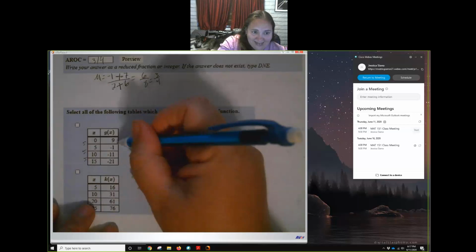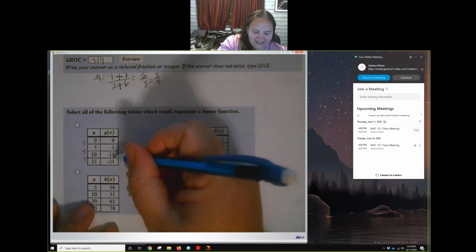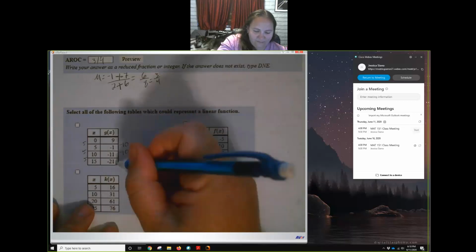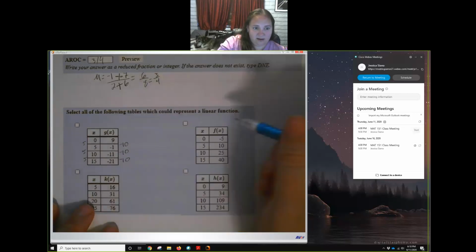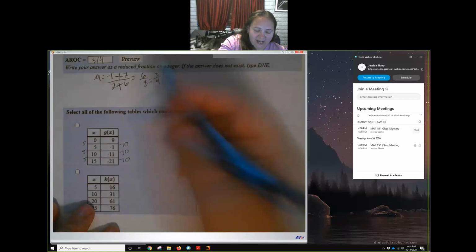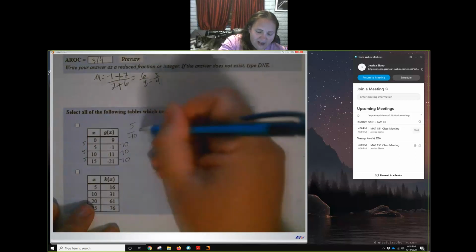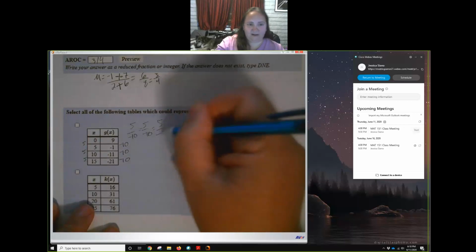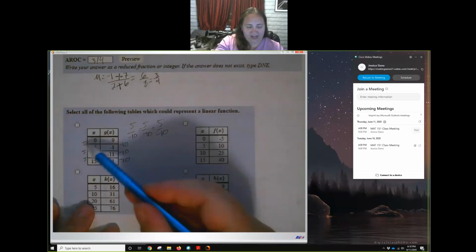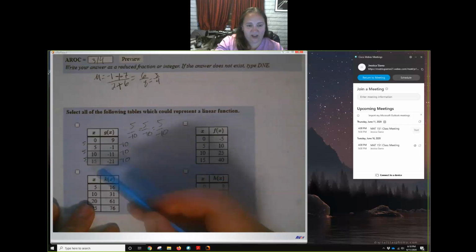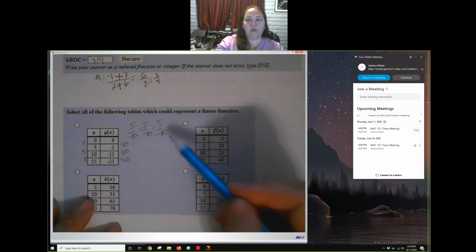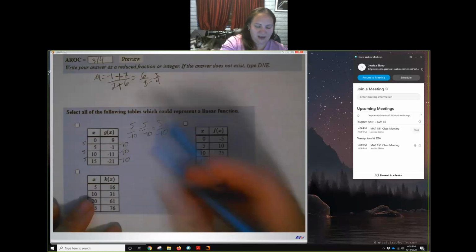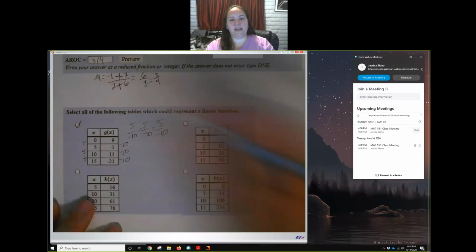-1 minus 9 is -10. -11 minus a -1, -10. -21 minus a -11, -10. And then you're going to check 5 over -10, 5 over -10, 5 over -10. If all of your fractions are equivalent, not equal, but equivalent, meaning they would reduce to the same thing, then yes, it is linear. So I'm going to say that that one is linear.